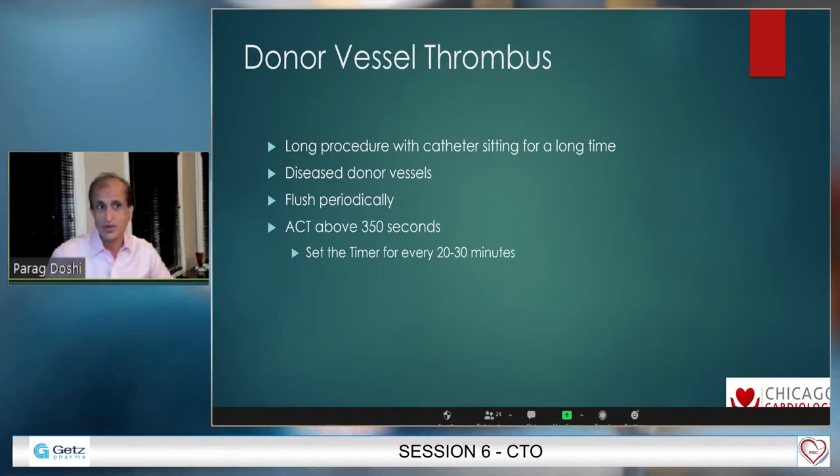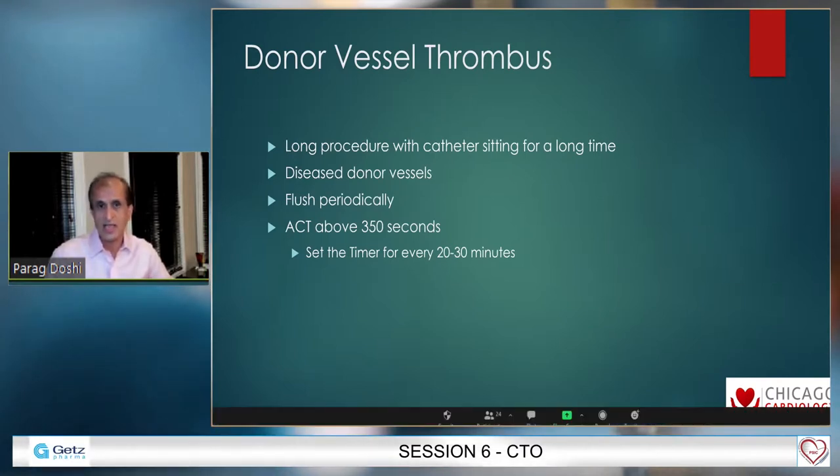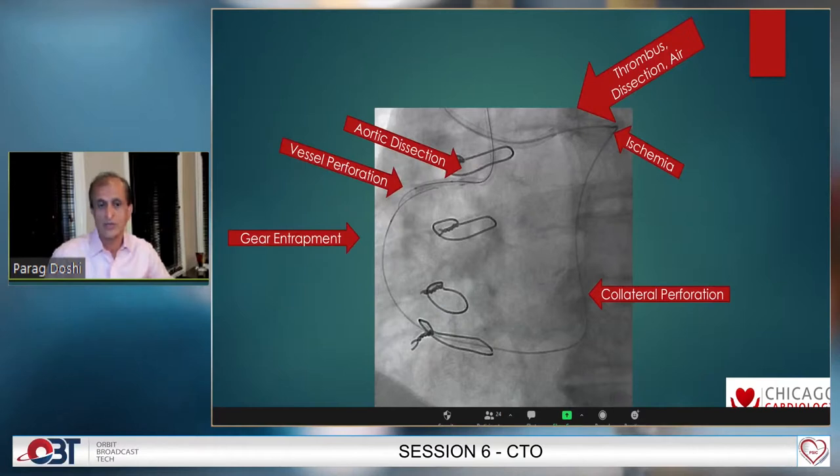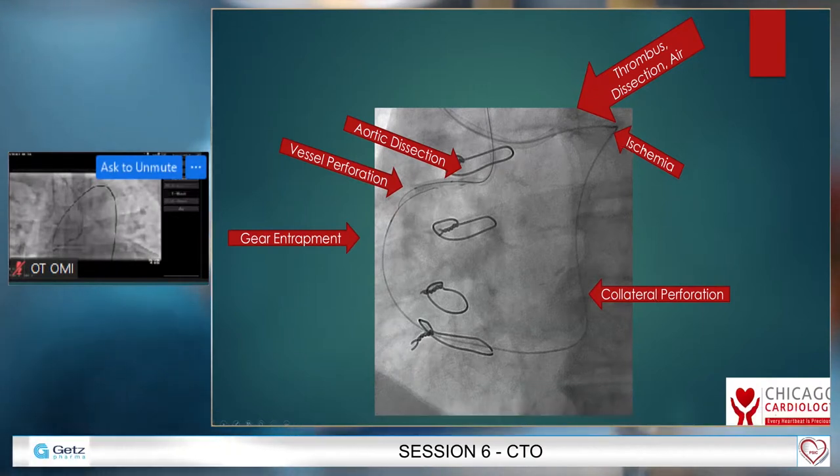Another complication is donor vessel thrombus. You have to keep the ACT above 350. Make sure you ask your technologist and the staff to remind you. This is a last summary slide of the complications that you can consider: aortic dissection, vessel perforation, gear entrapment, collateral perforation, ischemia because of donor vessel compromise, and of course, thrombus and dissection.